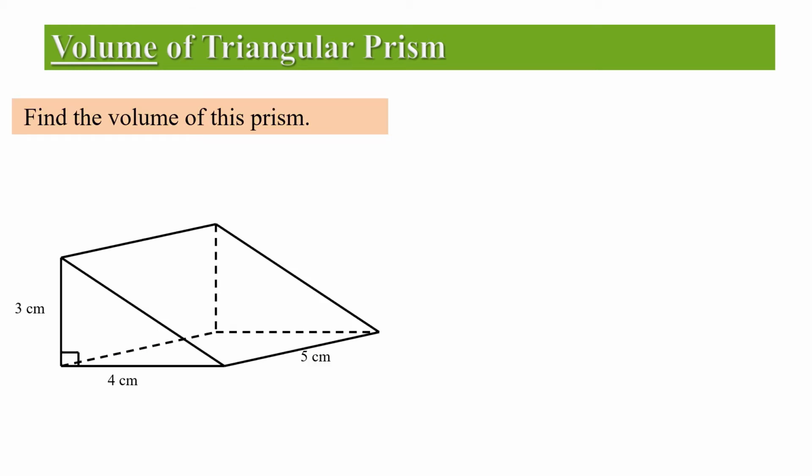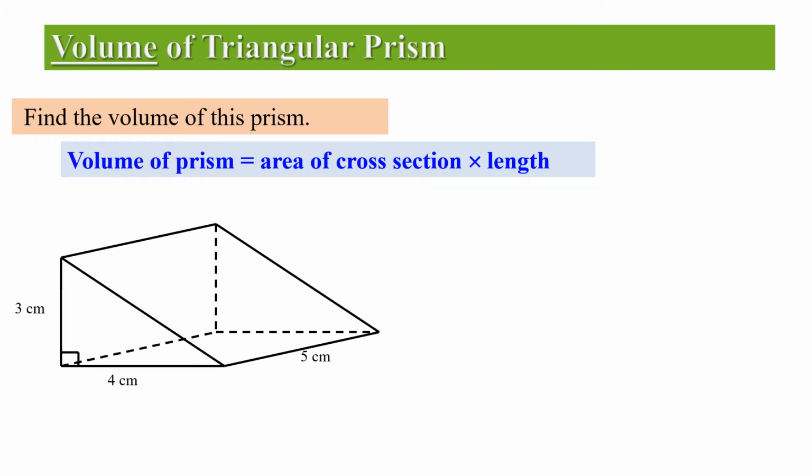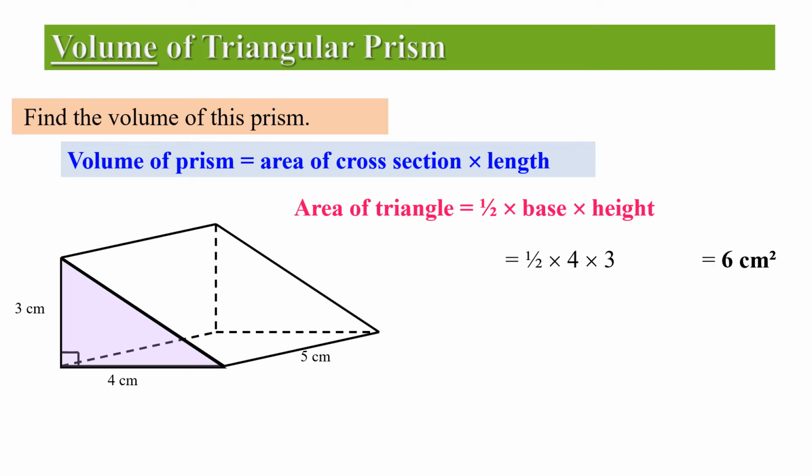Now, check your answer. The volume of a prism, or in this case, a triangular prism, is the area of the triangle, which is base times height divided by 2, and then times it by the length. So the area is 6 cm squared, and the volume would be 6 cm squared times the length, which is 5 centimeters, and that gives us 30 centimeters cubed. Well done if you did get that right.